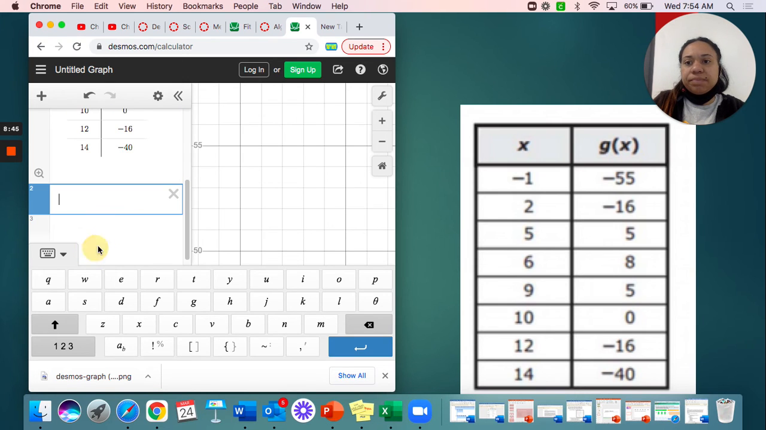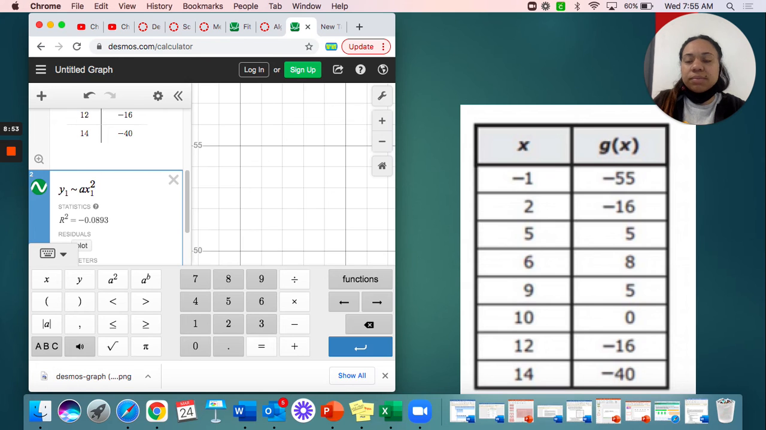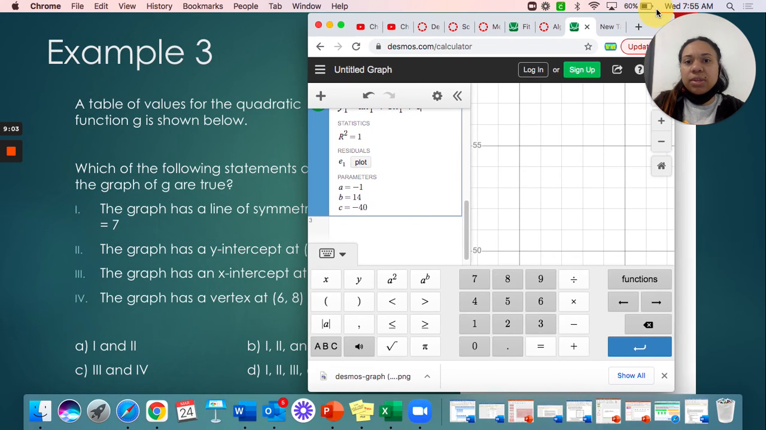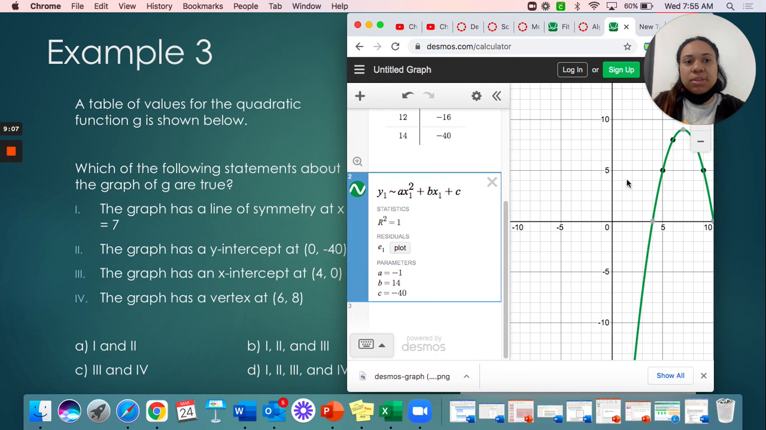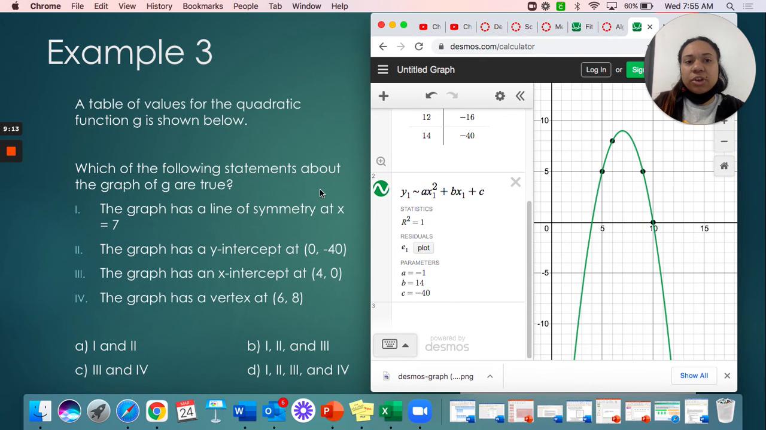All right. Again, y1, squiggle, a x1 squared plus b x1 plus c. And that gives me the a value of negative 1, b value of 14, and c value of negative 40. Okay, so let's look at what this is saying. So I'm going to press the home key here so we can see our parabola. Okay, it says which of the following statements of the graph are true?